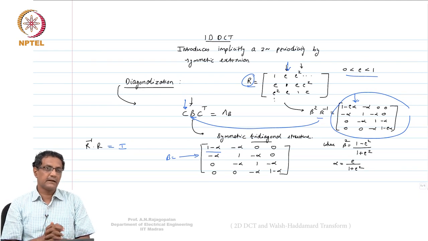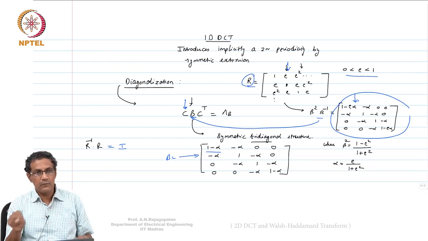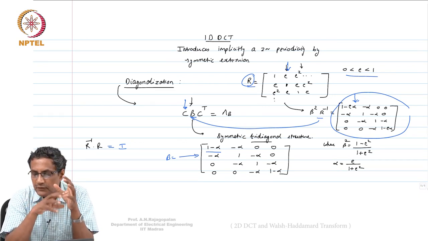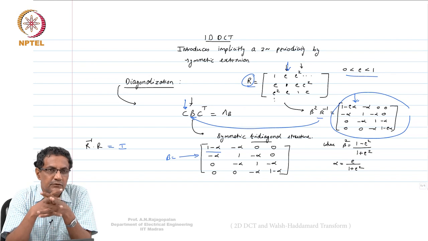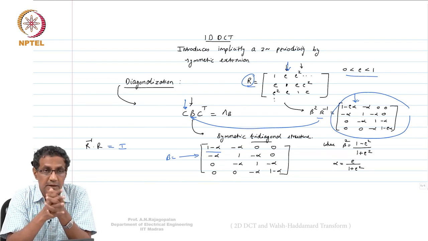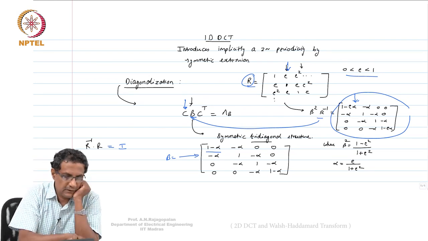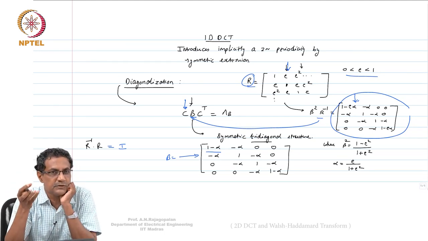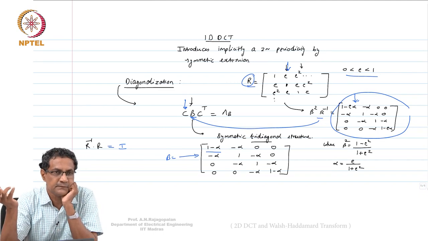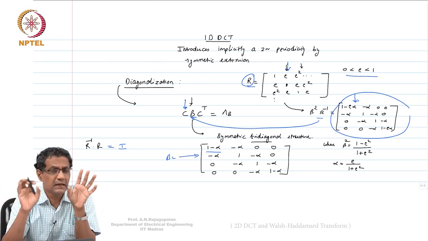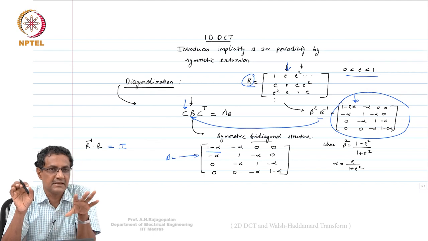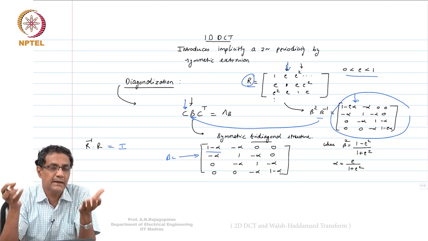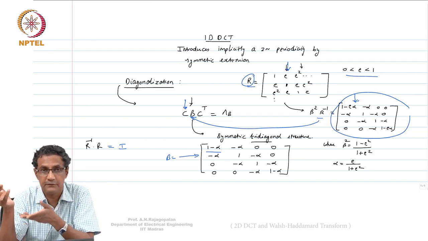It may not be exactly diagonal because we don't have 1 minus alpha there. But as rho comes closer and closer to 1, you'll start to see that this diagonalization capability begins to look really good. Which then means that the columns of C transpose become the eigenvectors of R inverse. They are not exact eigenvectors, but as I said, as rho tends to 1, these become more and more close to being the eigenvectors of R inverse.